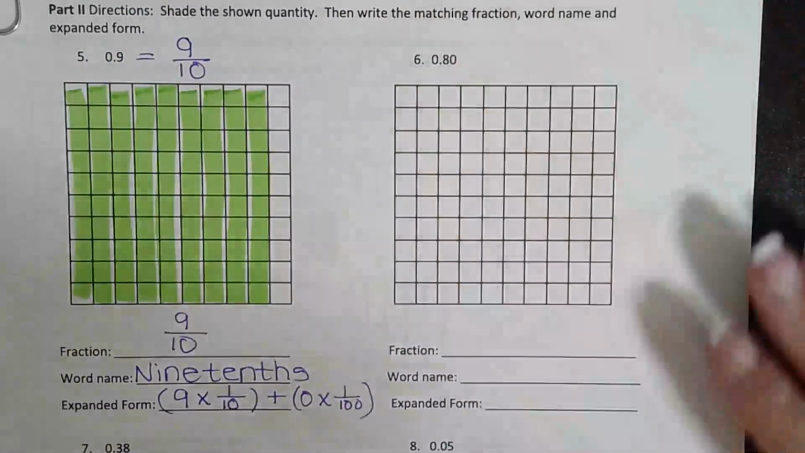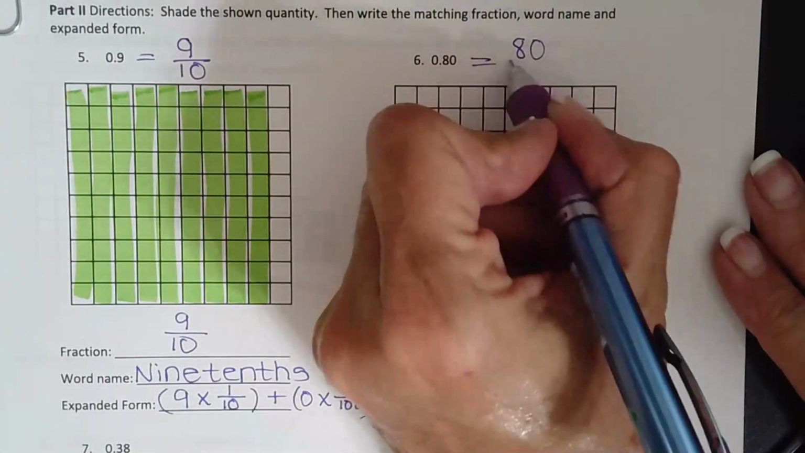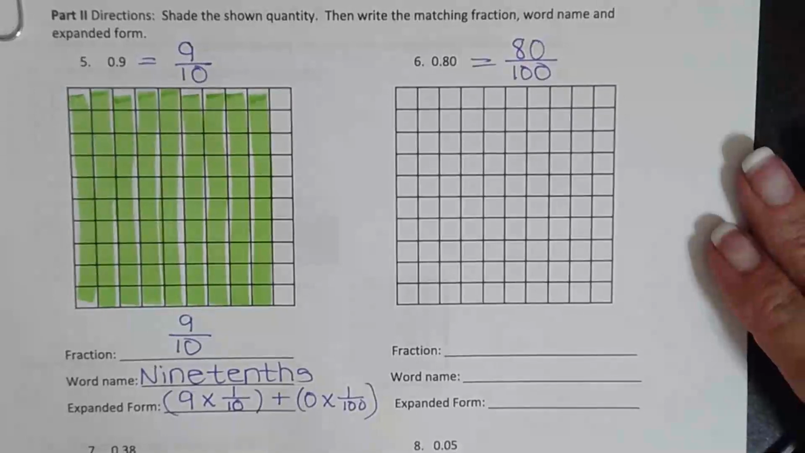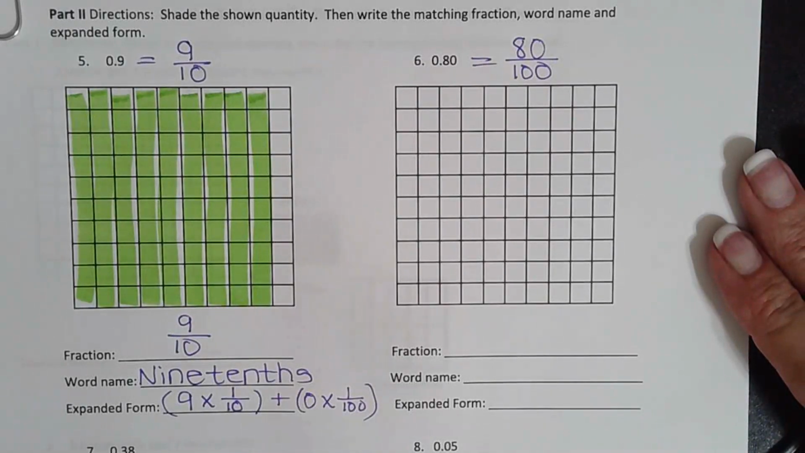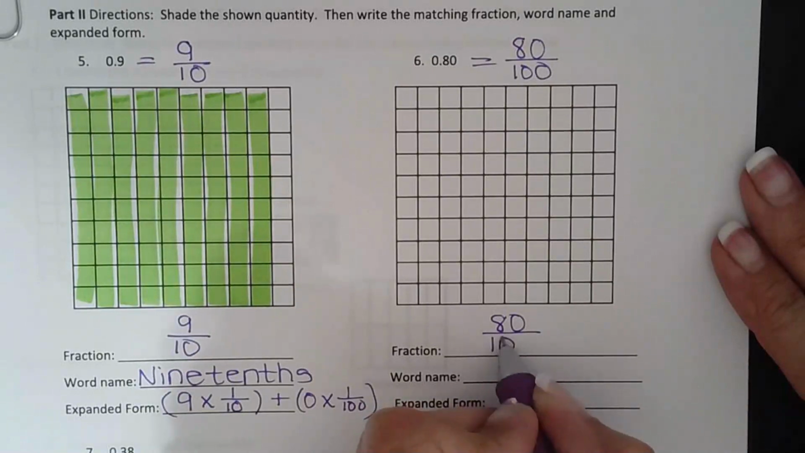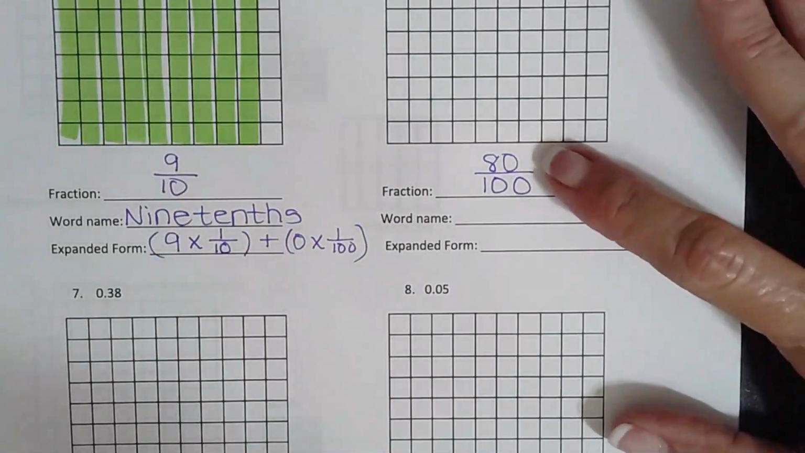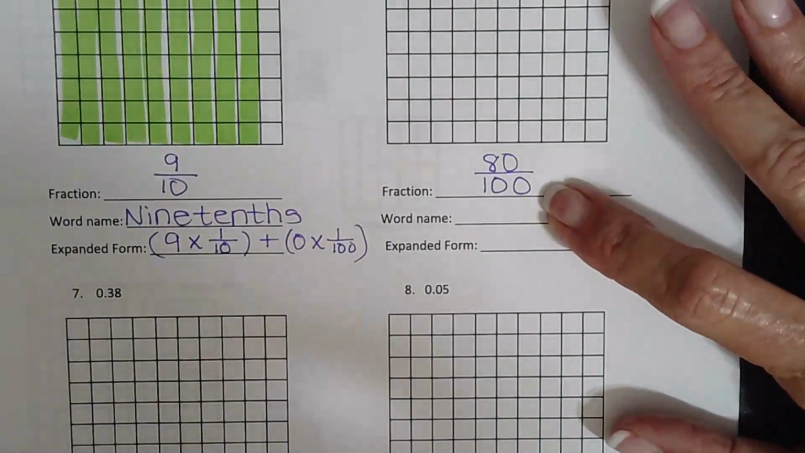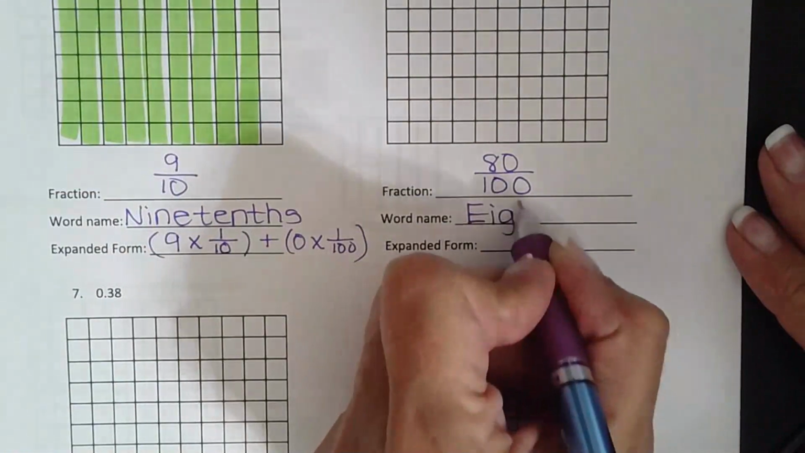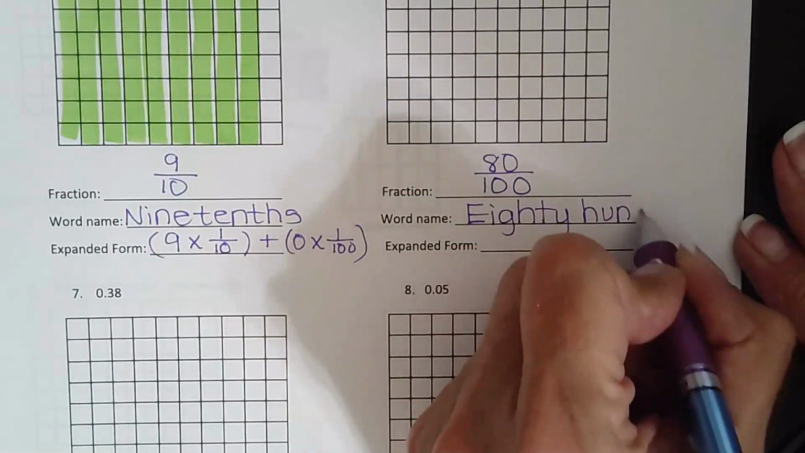Okay, so this one is 0.80. There are 2 decimal places, so we pick the number with 2 zeros, which is 100. So that's read 80 hundredths. And we read it just like we write it, 80 hundredths, with a THS.